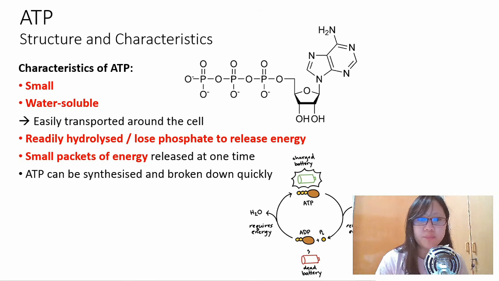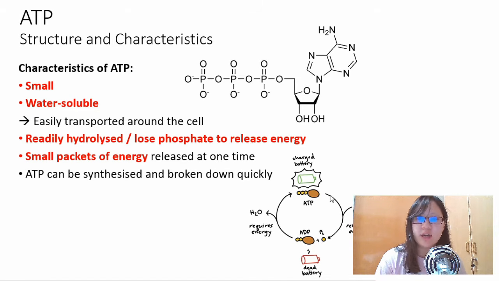And this is good because, well, you don't want to release a whole bunch of energy and take a little bit and waste the rest, right? You want to have small packets of energy. When you need it, then you break it down. When you don't need it, then you can leave it be. Okay. ATP also can be synthesized and broken down quite quickly. So break the phosphate group, release energy, use energy to join back the phosphate group, then you can use it again.